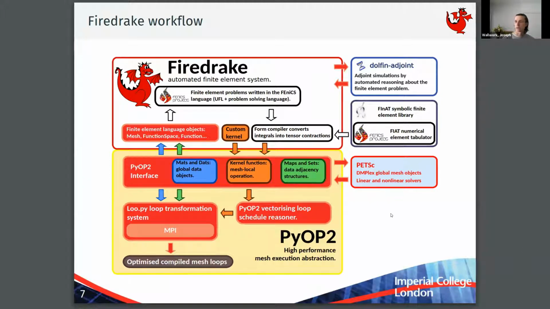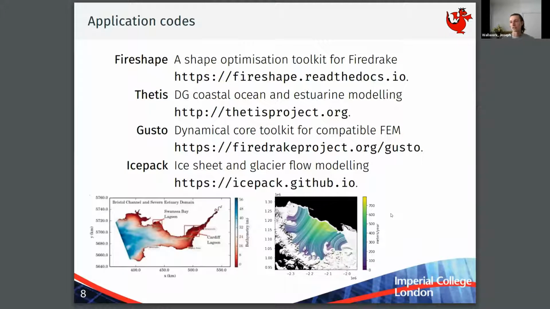So we can come back to any questions anyone has in a couple of minutes. But that's a general overview of Firedrake. Firedrake also has a number of different application codes. Here are four notable ones. So Fireshape is a shape optimization toolkit for Firedrake. Feel free to browse these websites and take a look at the results.